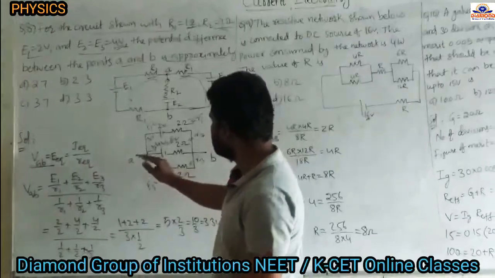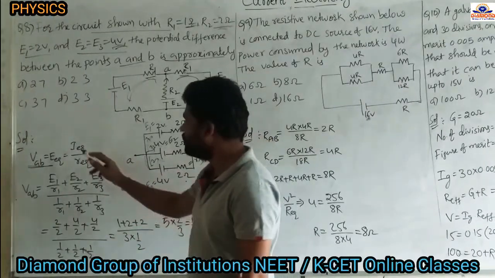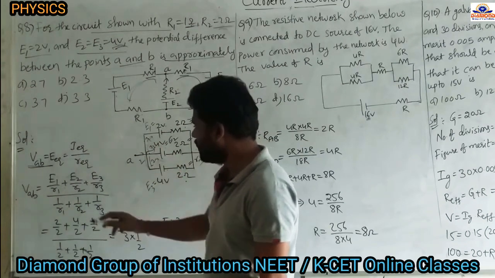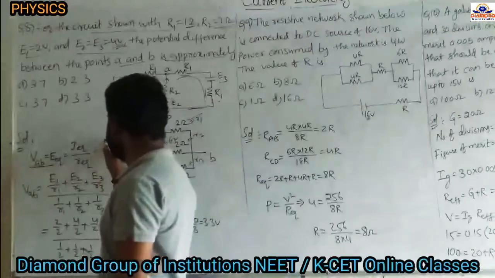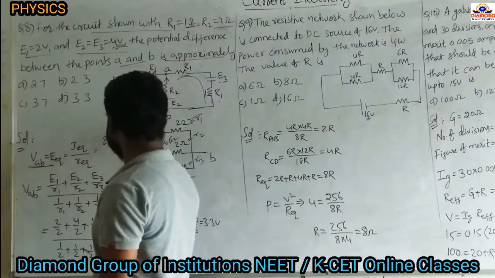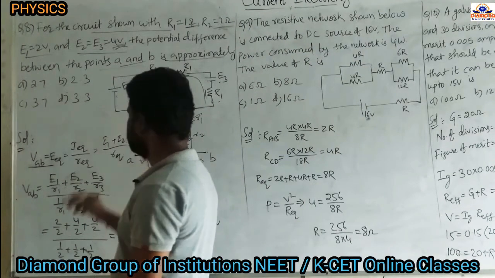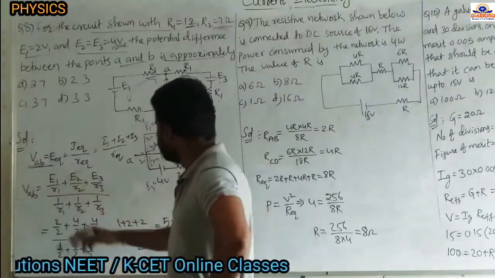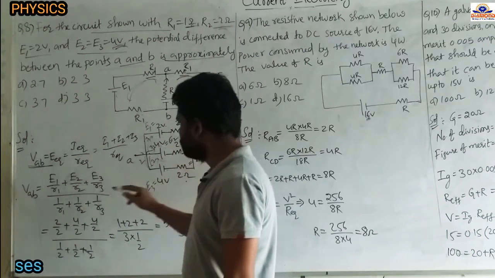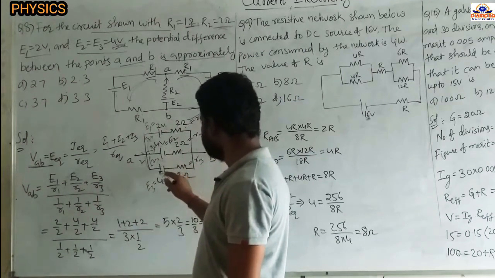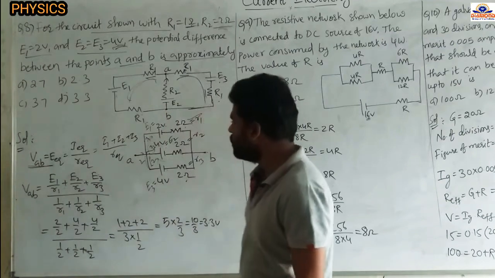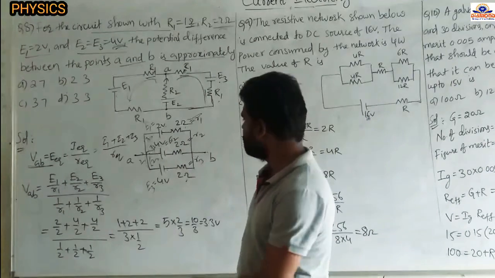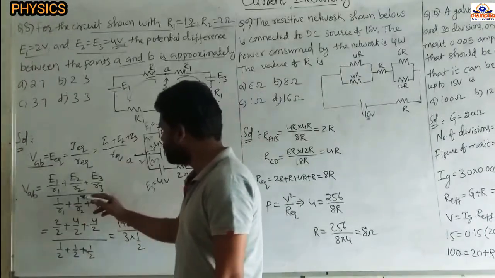Now the potential difference across AB, VAB, equals I equivalent by R equivalent. This I equivalent is nothing but I1 plus I2 plus I3, by R equivalent. How to get I1? I1 equals V1 by R1, so E1 by R1. I2 equals E2 by R2, and I3 equals E3 by R3. Now R equivalent: these resistors are connected in parallel combination, so 1 by R equivalent is 1 by R1 plus 1 by R2 plus 1 by R3.